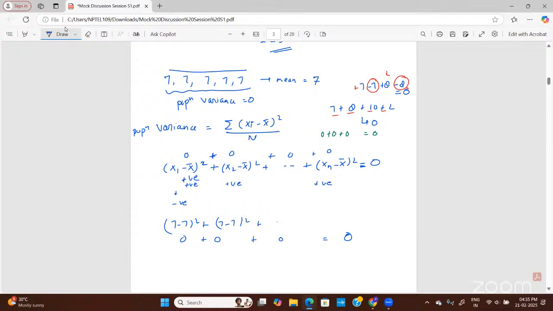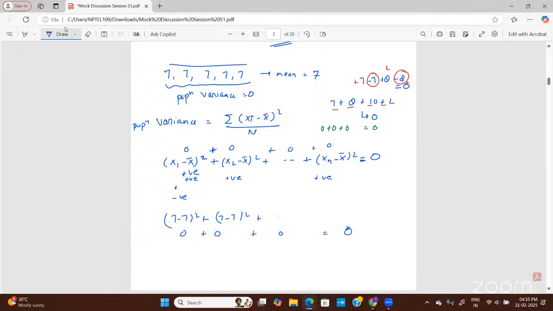Okay, so focus on the numerator part. The numerator part is the same for both population and sample variance. So all the values are the same, so the variance will be 0, even if you calculate sample variance or population variance. Are you confused? Yes, ma'am. Okay, any doubt for anyone? No, ma'am, clear.